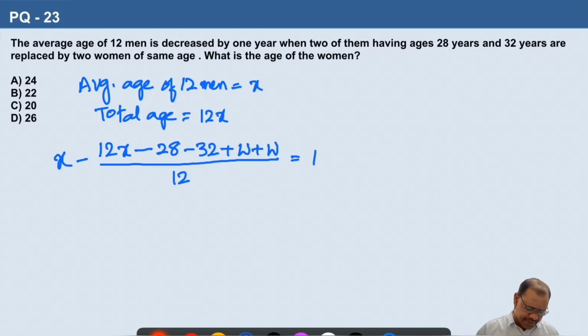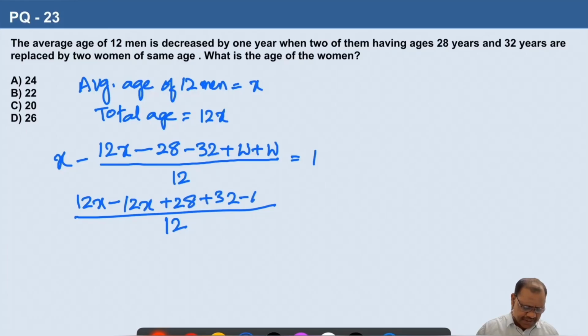So let us simplify by taking LCM. 12 is the LCM. 12 times x is 12x minus 12x plus 28 plus 32 minus 2w is equal to 1. Simplify this. 12x gets cancelled. 28 plus 32 is 60 minus 2w. 60 minus 2w by 12 is equal to 1.